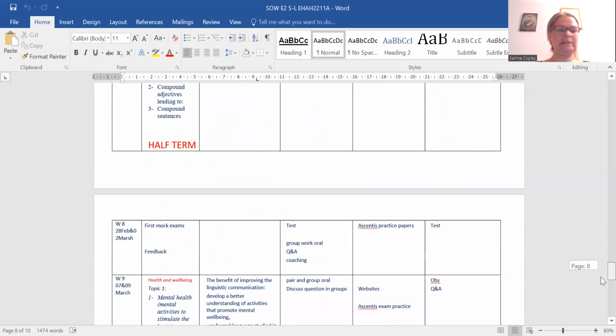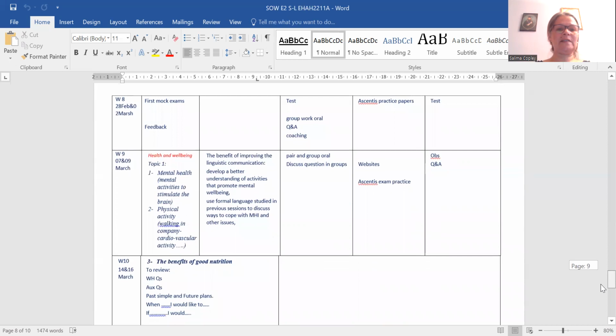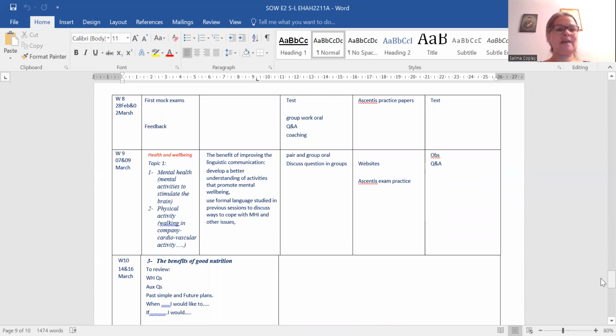So that's week 7. Week 8, because that particular group of students were going to do an exam, we had to do our first mock exam, something similar to the exam, just to see if they were able to take the exam at the end of the term. And just make sure that when you do this trial session of an exam, you give them feedback, you mark it, and you give them the feedback.